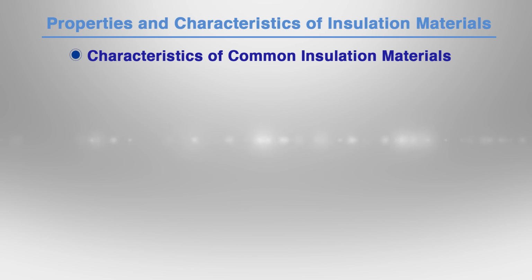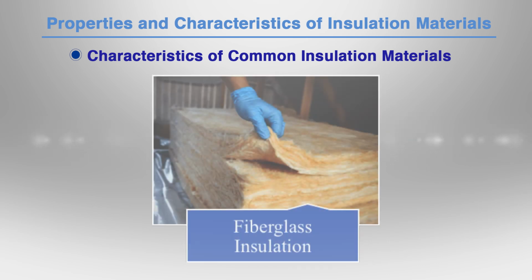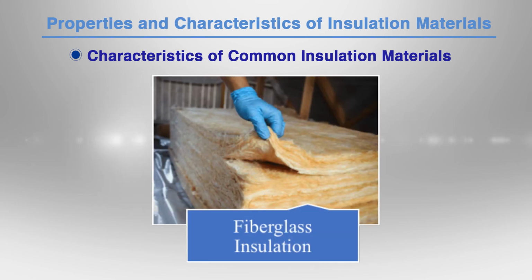Characteristics of common insulation materials. First one is fiberglass insulation. It is made from fine glass fibers. It has characteristics like being lightweight, non-combustible and relatively inexpensive. It is available in batts, rolls and loose fill. It is commonly used in walls, attics and floors.